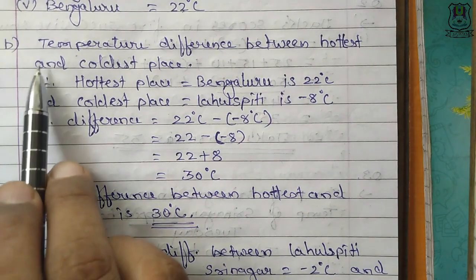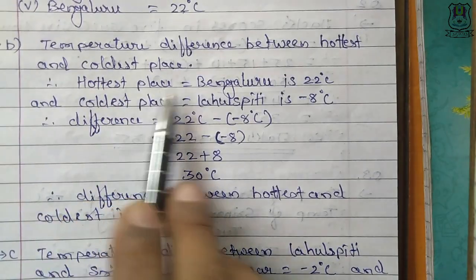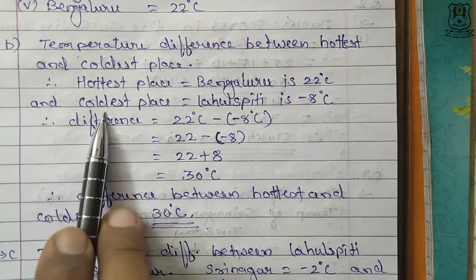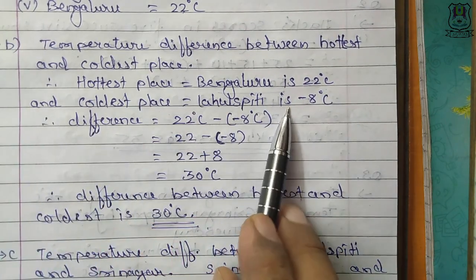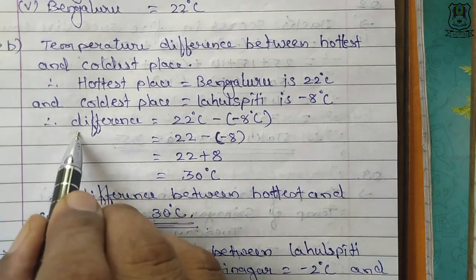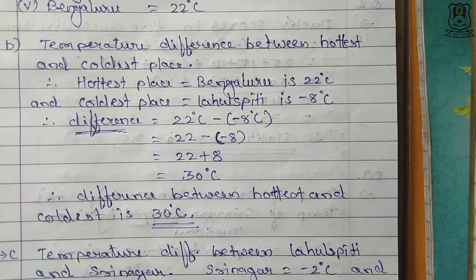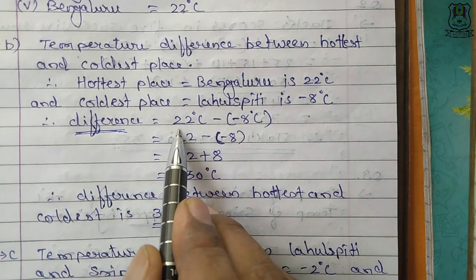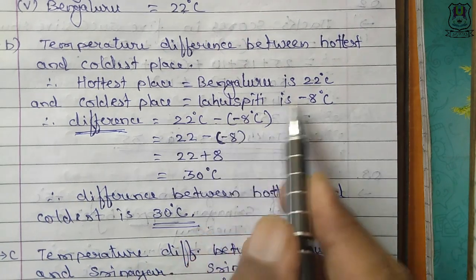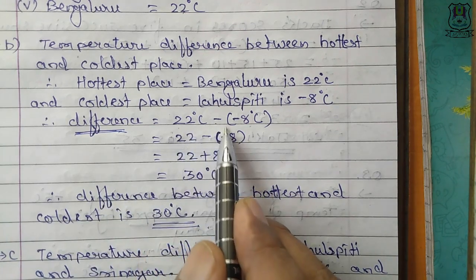So we will write in this way, the temperature difference between the hottest and the coldest place. Therefore the hottest place is Bengaluru, and that is 22 degrees Celsius, and the coldest place is Lahul Spiti, that is -8 degrees Celsius. To find the difference means to subtract. So the hottest is 22 minus -8 degrees Celsius of Lahul Spiti.